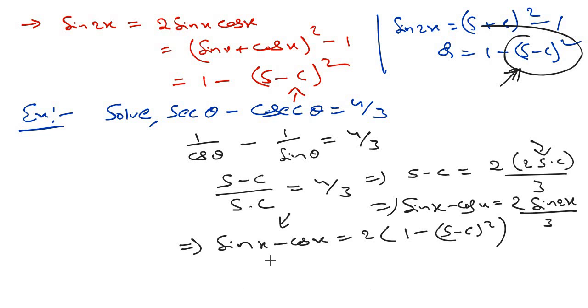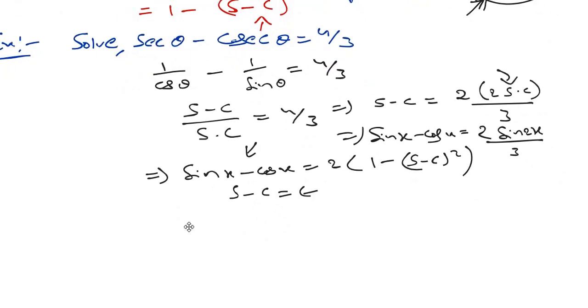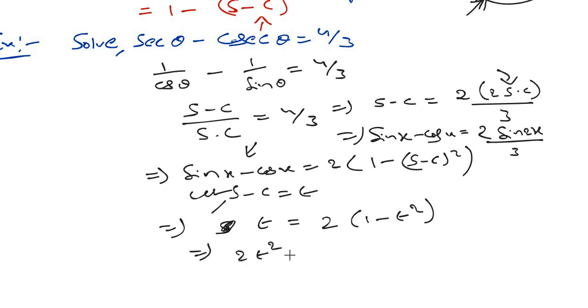Now let us do one thing. Let us take sin minus cos as t. Then in the next step we can write this as, I am assuming that sin minus cos is t, then t equals 2 times (1 minus t square). So finally we will get a quadratic, which is 2t square plus 3t minus 2 equals 0.